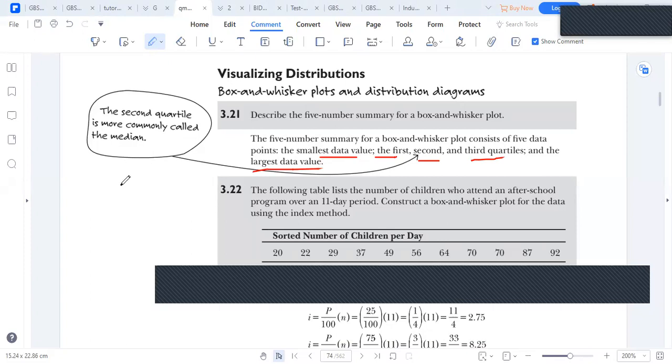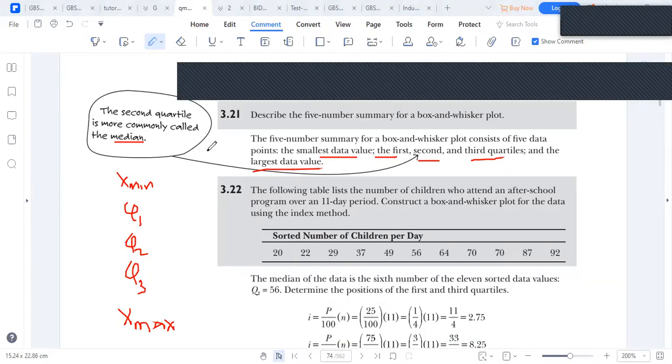So it has x min, we have x1, x2, x2 is also called the median, x3, which is the upper quartile, and x max. Together, these are the values that give us our 5-point summary for a box whisker plot.